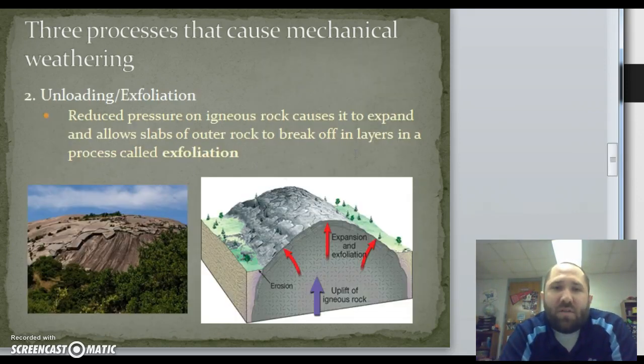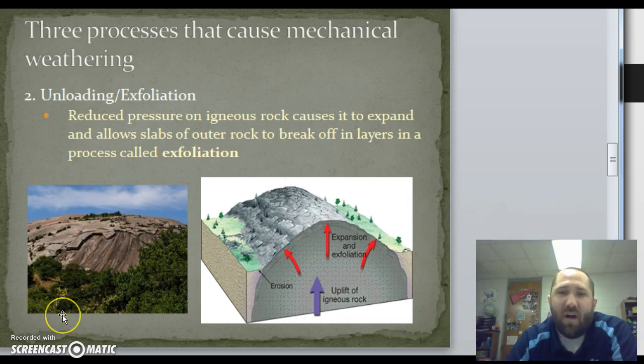Unloading and exfoliation happens when igneous rocks make their way up to Earth's surface. When they get to Earth's surface, there is less pressure on the rock layer than it initially had below Earth's surface because it's now exposed. And because it's exposed, the igneous rock can then expand slightly. When it expands, since rock is not a pliable thing, the rock breaks off into pieces, and you can see here in the image that it breaks off into these sheet-like pieces that just slide down the hill.